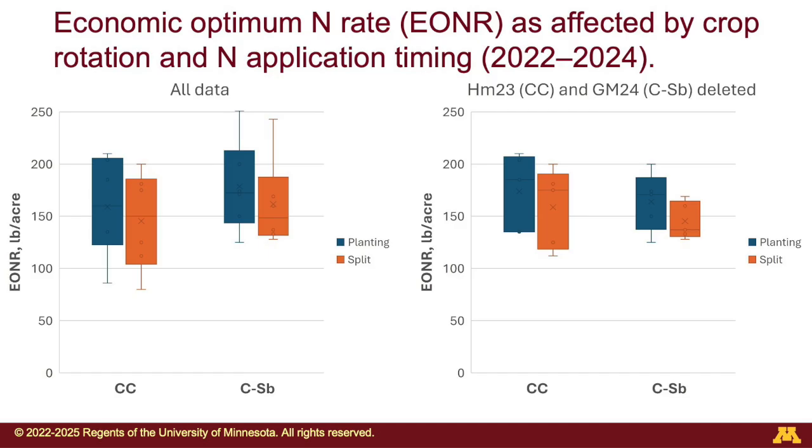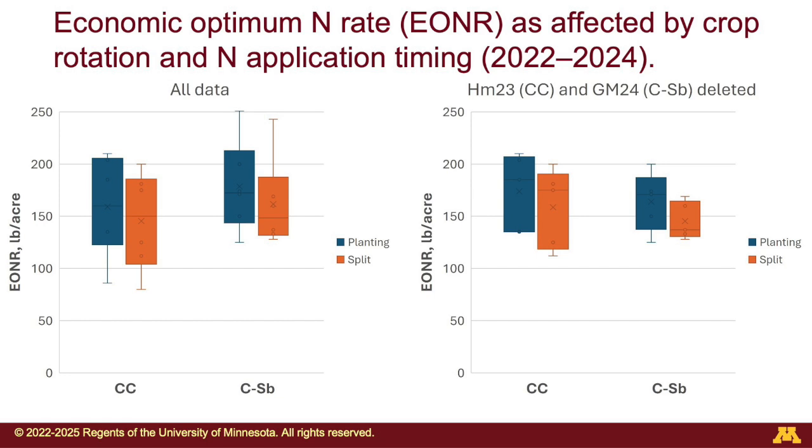So the next thing I want to do is, the question is, can we apply less nitrogen if we split apply? So this is all 12 sites from 2022 through 2024, and I've taken the economic optimum N rate as affected by rotation and application timing. So these are the optimum N rates for continuous corn. This is for corn soybean. The blue one is for when it's applied at planting. This is when it was split applied.